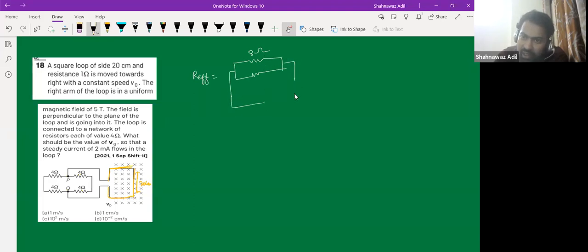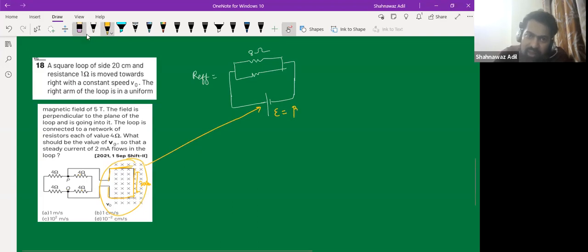And then this is connected to this magnetic field, so this part is creating an EMF, which is this thing. And what would be the EMF of this part? The EMF of this part would be B L v, right?